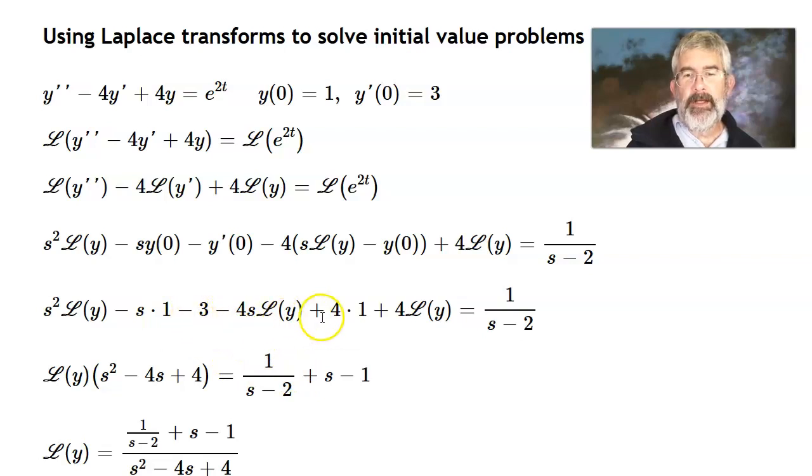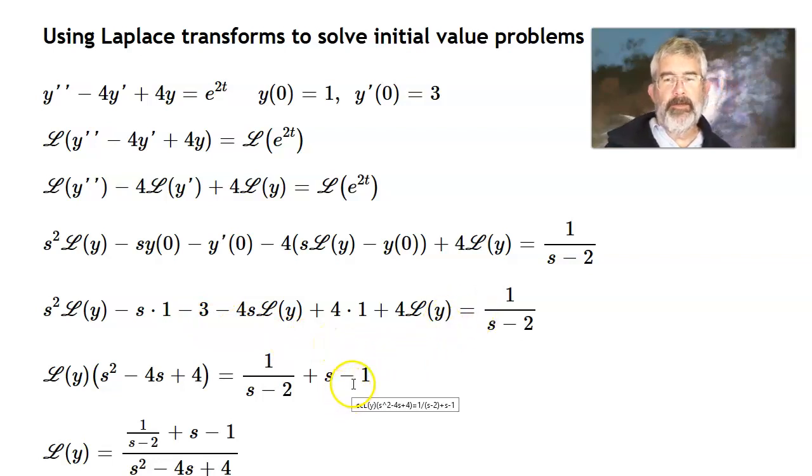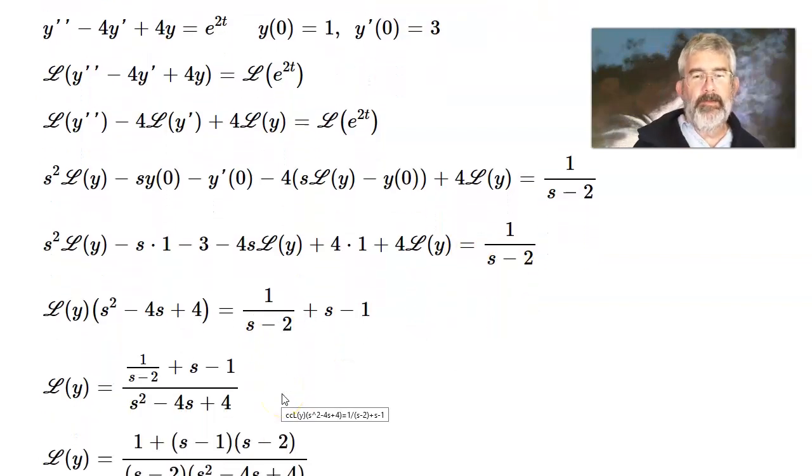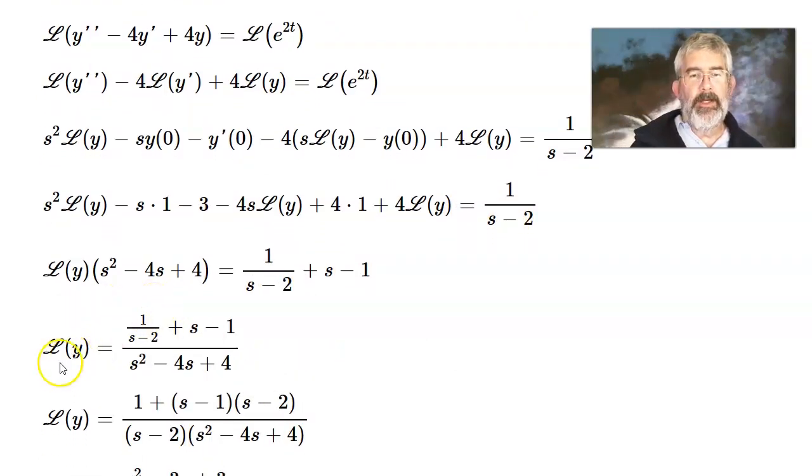There's a -3 and a +4, which is a total of +1 on this side. So when I subtract it over, it's a -1 on that side. The 1 over s minus 2 is already over there. And then I can divide by this stuff in order to get the Laplace transform of y equals this big old fraction.